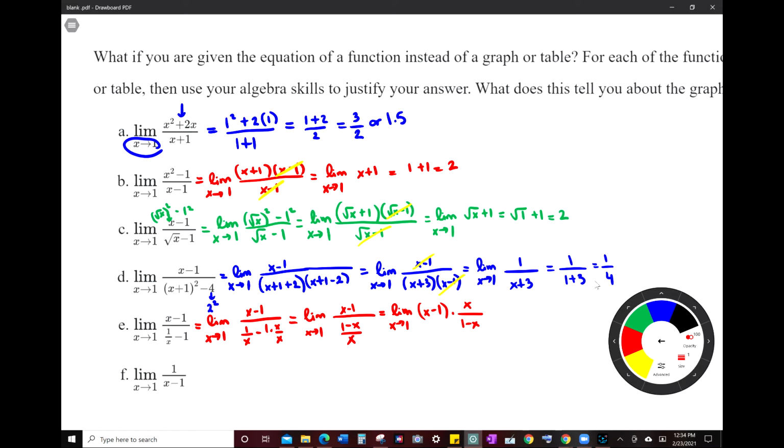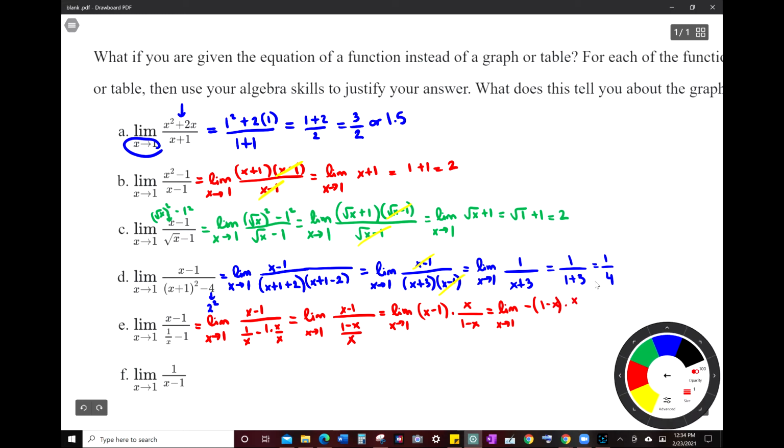And we try to make x minus 1 and 1 minus x be the same by doing a little trick here, so that we can factor out the negative. So we have limit x approaches to 1, and then we can factor out a negative sign, and we can have 1 minus x, and then x over 1 minus x. So that allows us to simplify these two. So now we have limit x approaches to 1 of negative x. And we use direct substitution now, so we have negative 1. Okay.